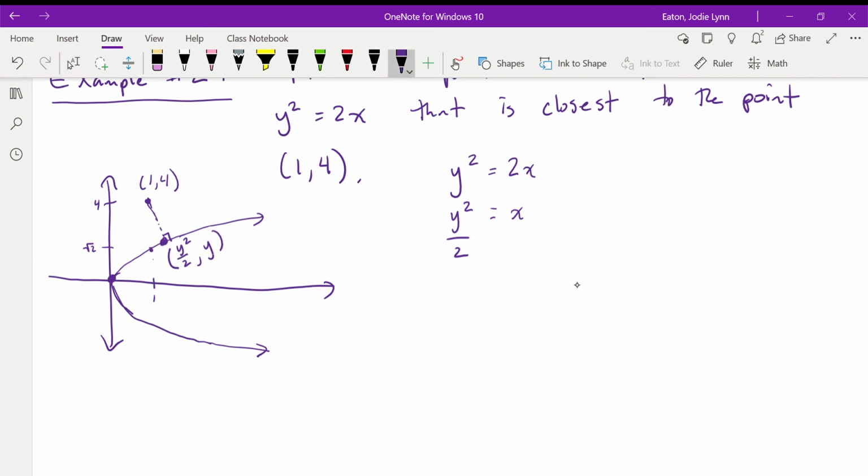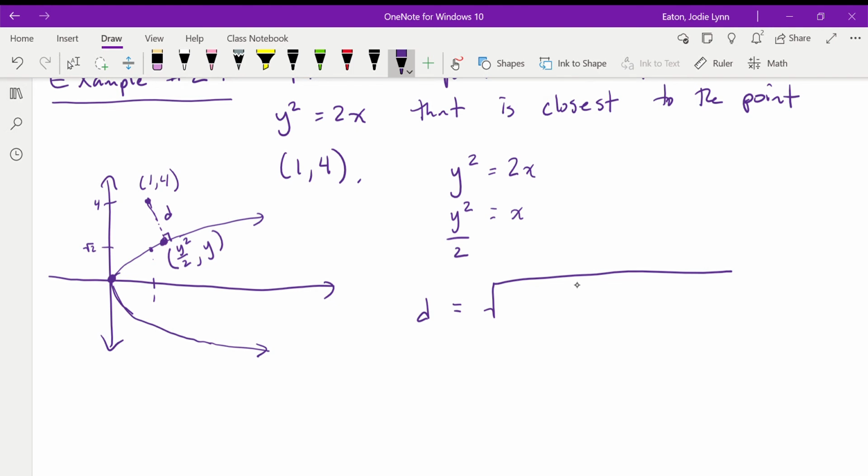We are looking to minimize the distance, so let's write an equation that relates the distance to our values of y so that we can minimize it based on y. We're looking for y values that give the minimum distance. So this is our distance d.